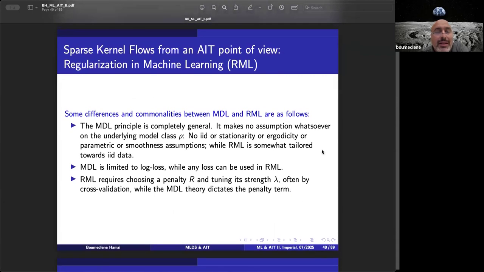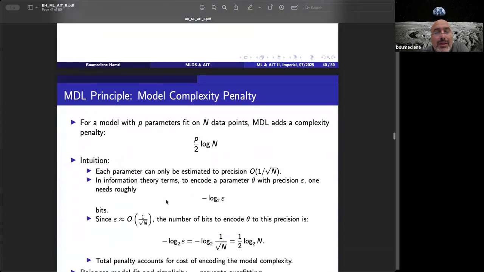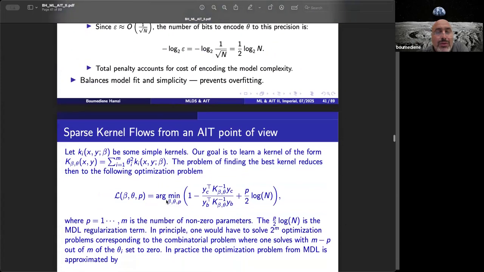Some differences and commonalities between MDL and RML are as follows. MDL, as I said, is completely general. It makes no assumption whatsoever on the underlying model class rho. MDL is limited to log loss, while any loss can be used in RML. RML requires choosing a penalty R and then tuning its strength by a lambda, often by cross-validation, while in MDL theory, it dictates the penalty term.